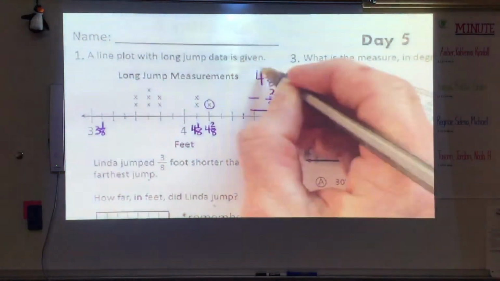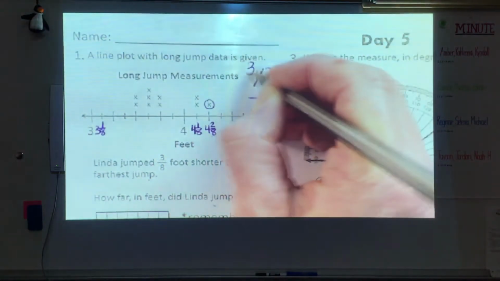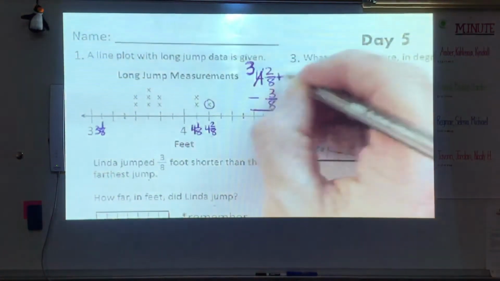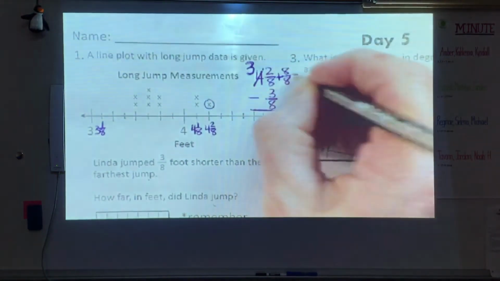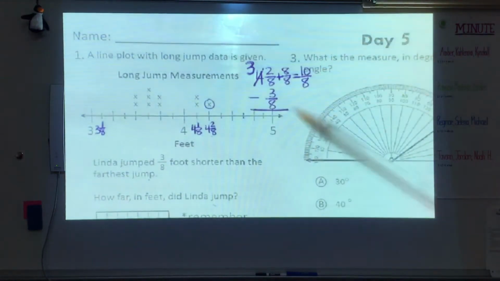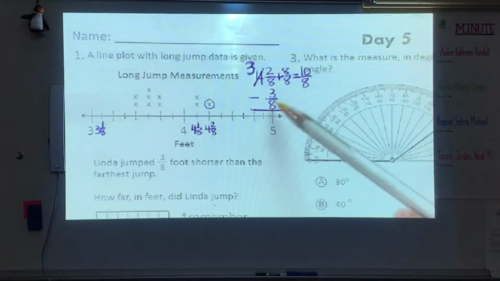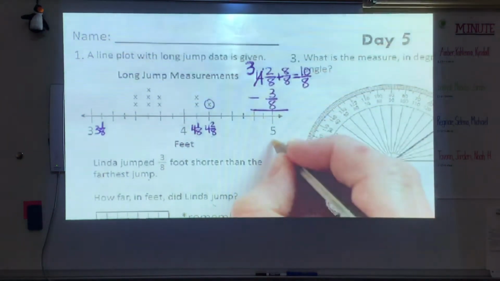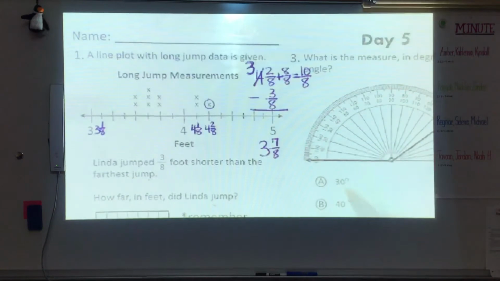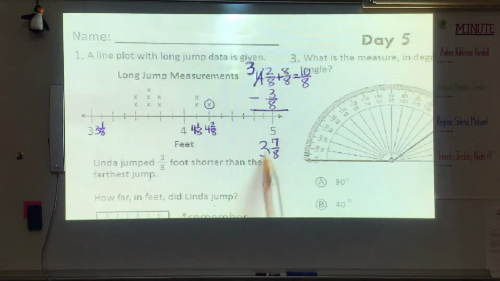So we're going to take a whole. That'll leave us with 3. And we know one whole is the same as 8/8. So if we add that to the 2/8, we now have 10/8. Now we can subtract 10/8 minus 3/8, which is 7/8, and then we have 3 wholes that we bring down. So how far in feet did Linda jump? She jumped 3 and 7/8 feet.